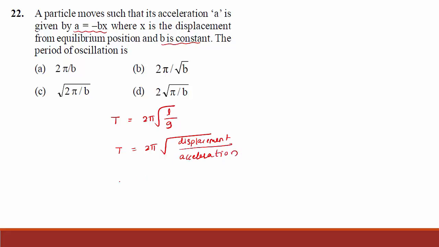So now substitute the values. T equal to 2 pi into root of, here x is the displacement, let us write x, divided by acceleration, which is given as minus bx. So magnitude we can take bx. So x will get cancelled, which is equal to 2 pi root of 1 divided by b. Or we can write 2 pi divided by root b. So option B is correct.